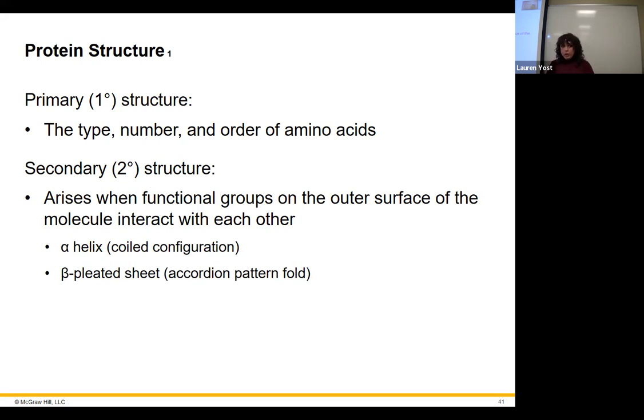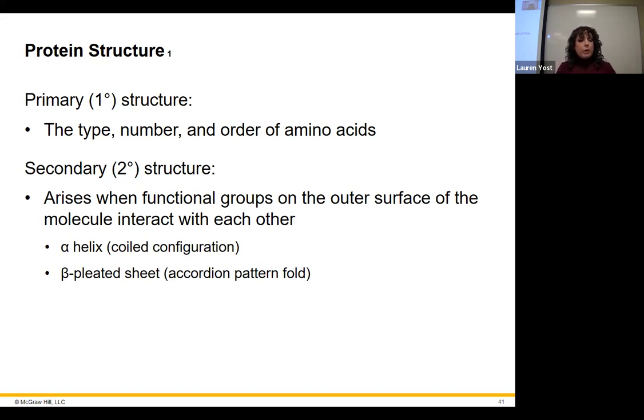Breaking down protein structure: primary, secondary, tertiary, and quaternary. There's four levels, and we're going to get into all of them. Primary is just the amino acids, so valine, phenylalanine, tyrosine linked to each other in a long, long chain. That's your primary structure. All it will tell you is that amino acid sequence.